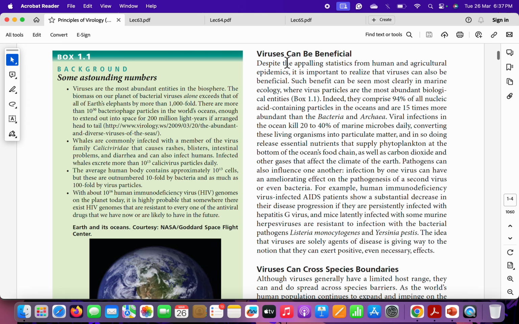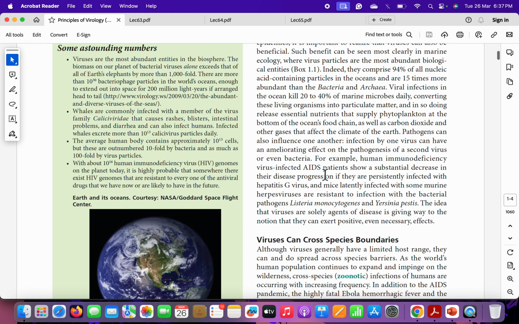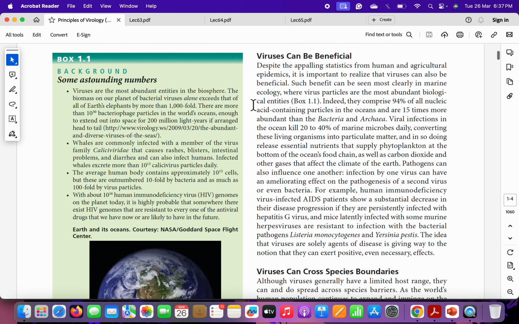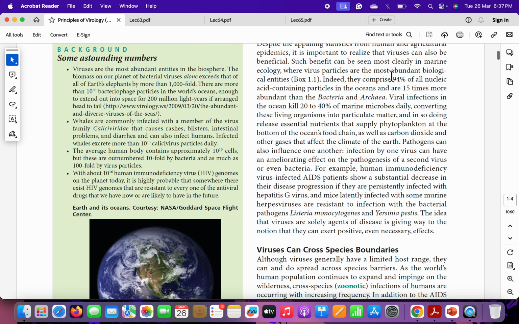Viruses can also be beneficial. Despite the appalling statistics from human and agricultural pandemics or epidemics, it is important to realize that viruses can also be beneficial. Such benefit can be seen most clearly in marine ecology, where virus particles are the most abundant biological entities. Indeed, they comprise 94% of the nucleic acid containing particles in the oceans and are 15 times more abundant than the bacteria and archaea.